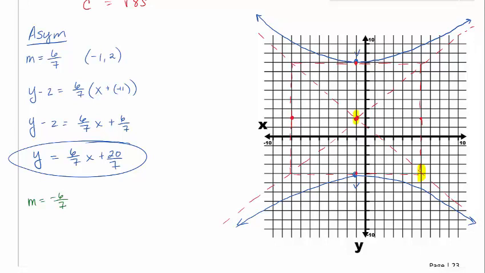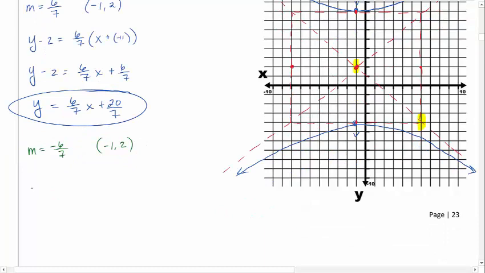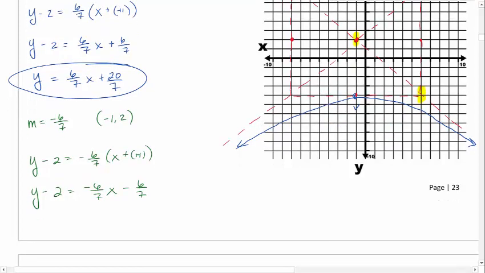And then I'm going to use the center again to write the equation of my asymptote. y - 2 = -6/7 (x - (-1)). y - 2 = -6/7 x - 6/7. And then lastly, we'll add 2 to both sides. The equation of our second asymptote is y = -6/7 x + 8/7.